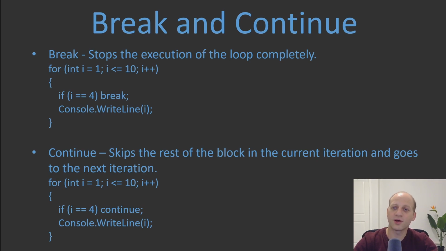Continue stops the current iteration and goes to the next iteration while running the update part in case we are in a for loop and checking the condition. In other words, it skips the rest of the lines in that iteration and goes to the next one. In the first example, once I reaches 4, we will exit the loop, and only 1, 2, and 3 will be printed, while in the second example, we will just skip 4 and continue to the next number, so all numbers except 4 will be printed. Now, let's go to VS Code to practice.